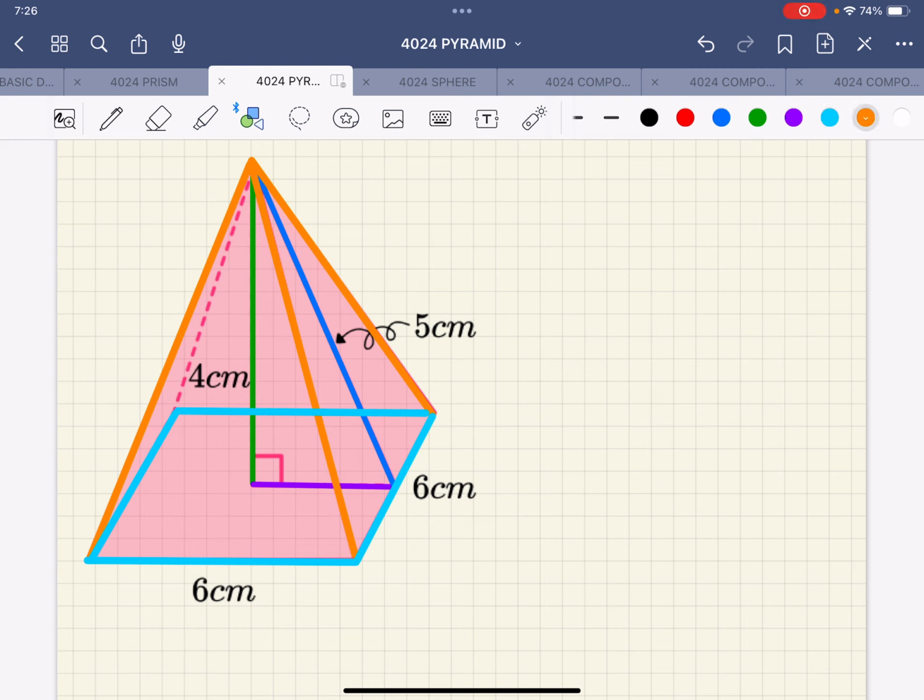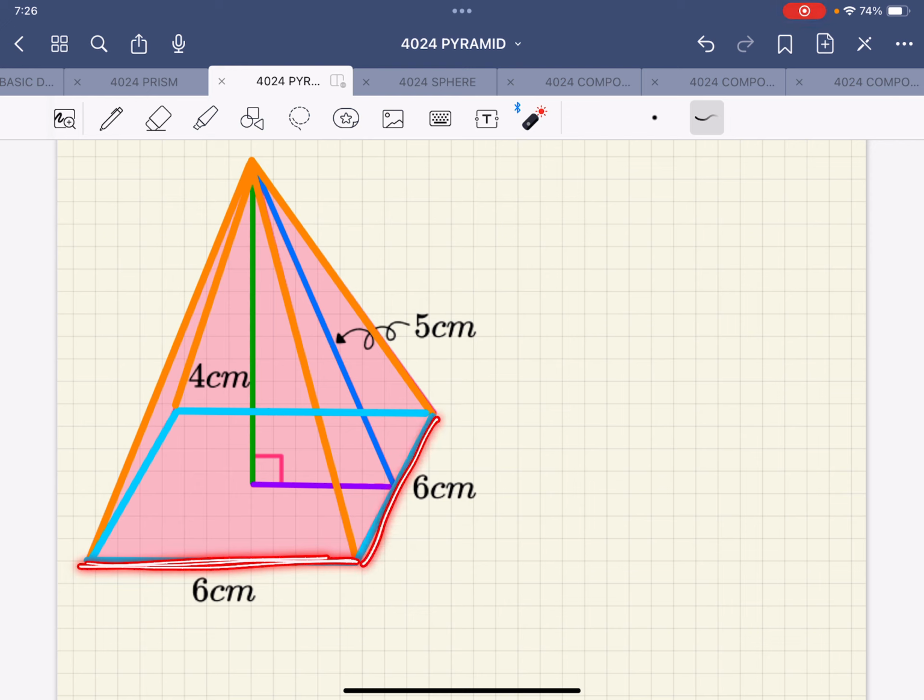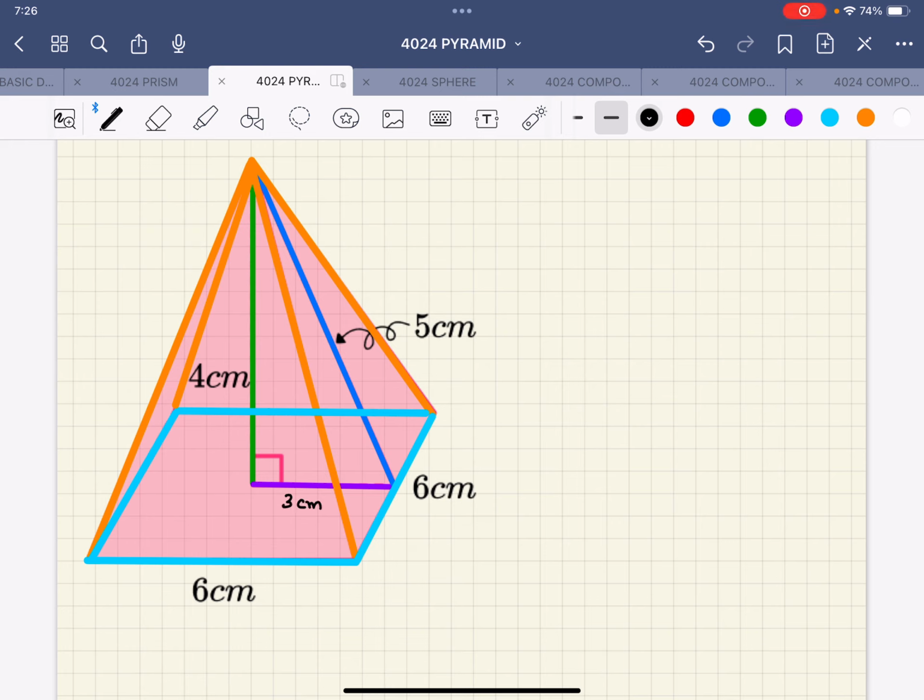And let me again use orange color because I want to label this thing also. So now this is a 3D diagram, and I'm interested in this 4 centimeter. The base is 3 centimeter because this whole thing is 6 centimeter. This is 6 centimeter. It has got a square base. So therefore, this purple one is 3 centimeter and this is 5, and that exactly fulfills the criteria. 5 square is 4 square plus 3 square. Yes, it fulfills Pythagoras theorem.